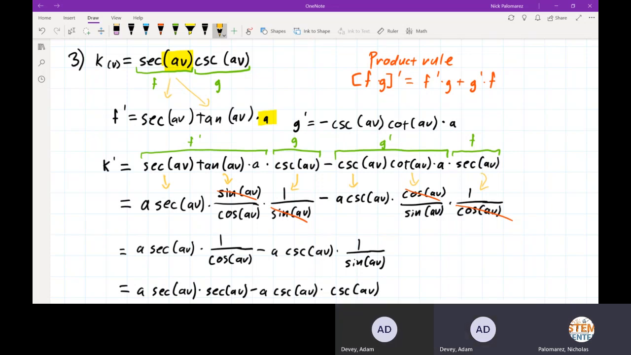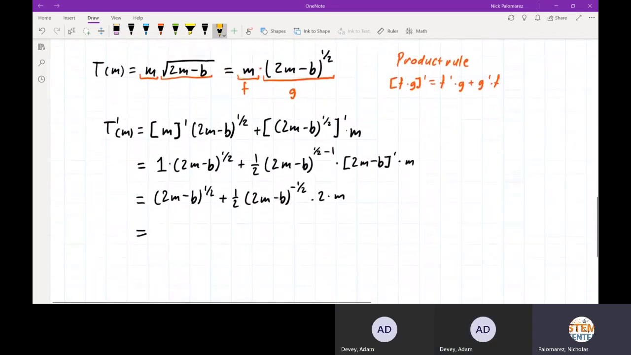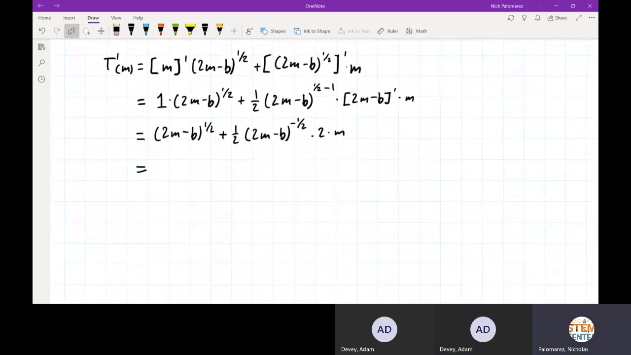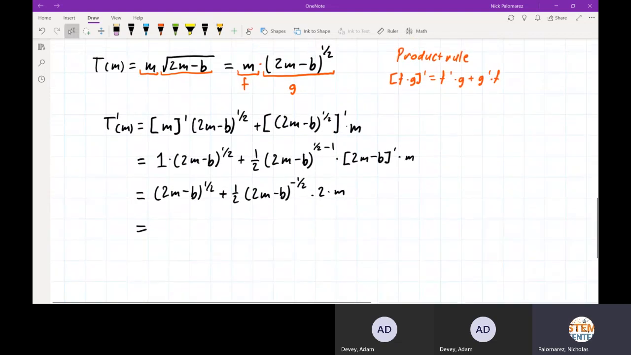Right. Yeah. So it's the same sort of thing here. We don't have two copies of the 2m minus b floating around in the original function. So there's a single 2m minus b right here. So that's why there's a single 2m minus b prime. Okay. Yeah, that only really comes up when you're dealing with secants and cosecants. So that's really the only time you'll have to worry about something like that. Every other time it's just going to be once. Okay.